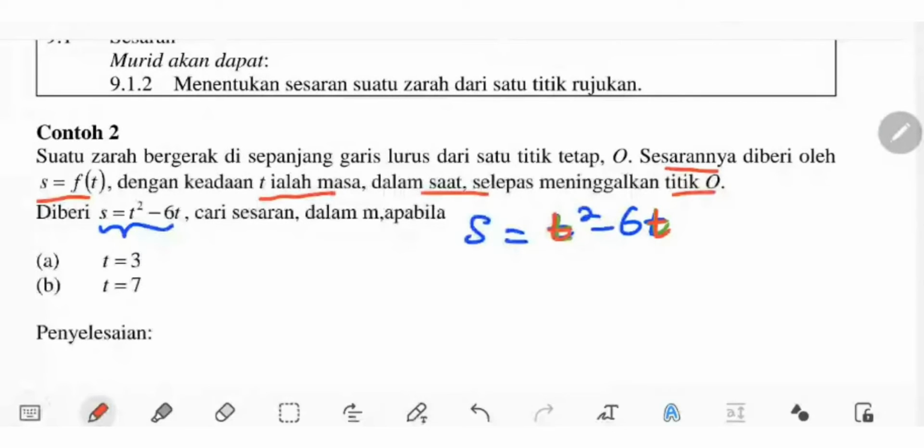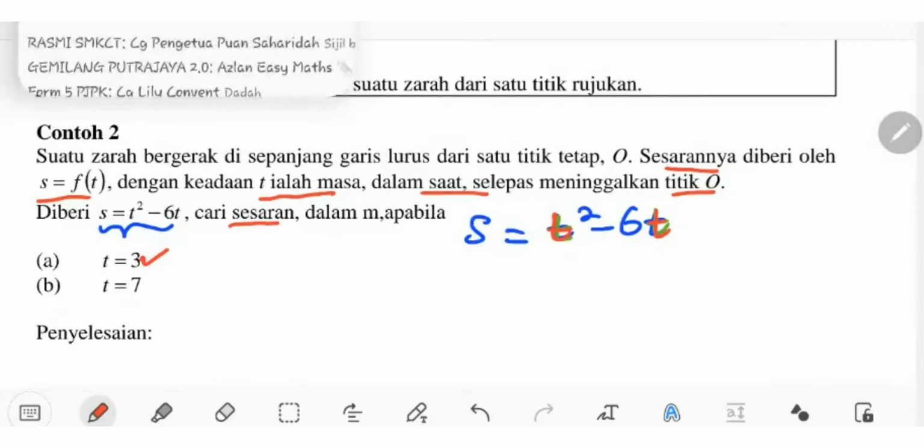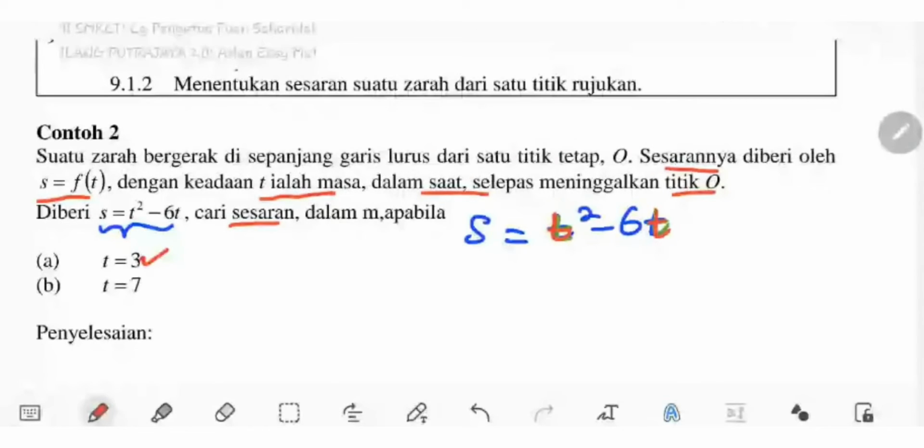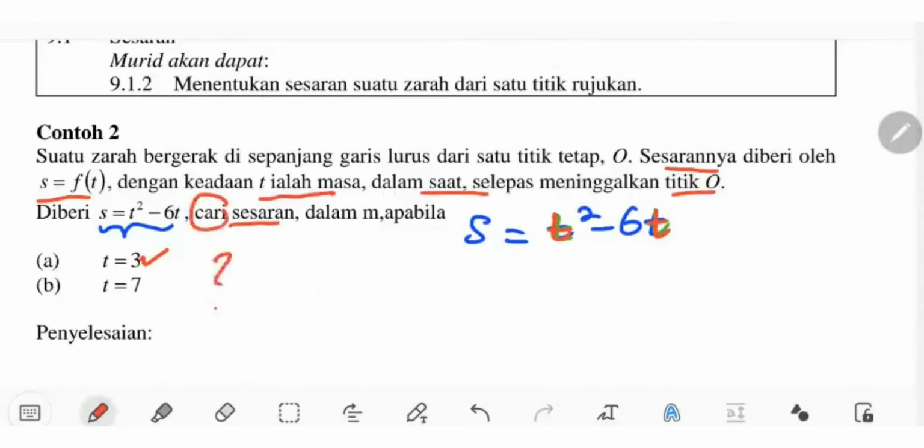Okay, alright. So now the question asks you to find displacement of the particle when t equals 3. Maknanya sekarang soalan ni dia sebenarnya nak suruh kita cari apa? Instantaneous displacement. Displacement of a particle at a certain time. So senang je, tak ada masalah apa. So cuba, tengok cara nak jawab. Pertama, dia tanya apa? Oh, teacher, they ask me to find displacement. Displacement what symbol? S, teacher. So you write S.